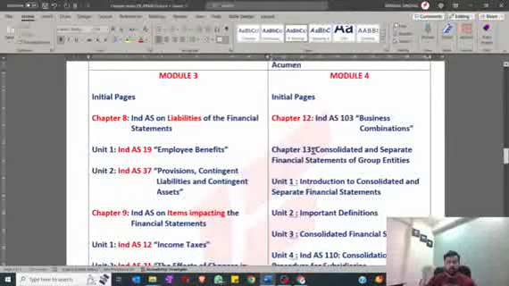Chapter 13 talks about consolidated and separate financial statements of group entities. Consolidated financial statements are abbreviated as CFS.